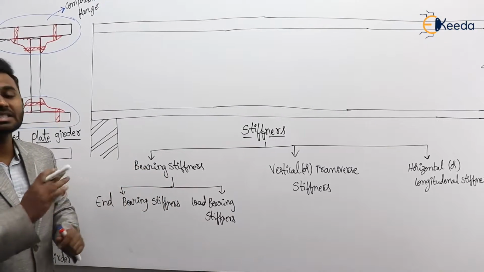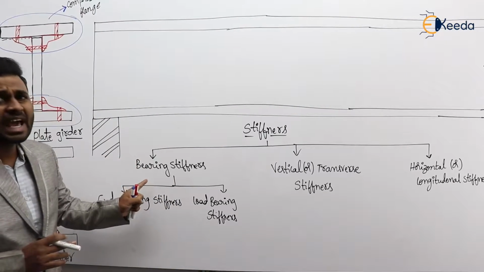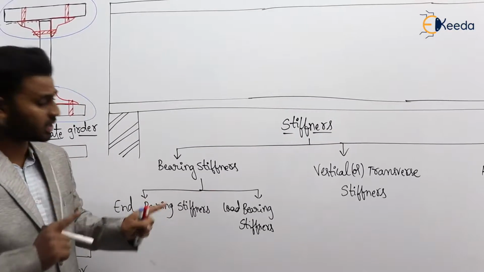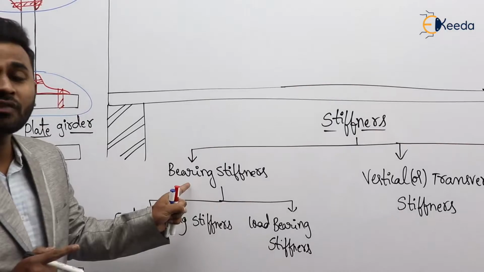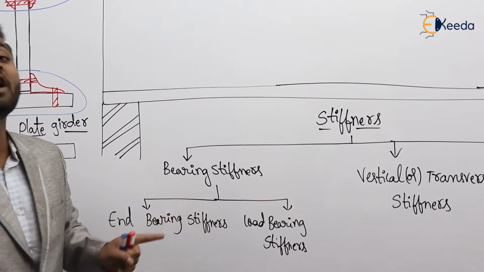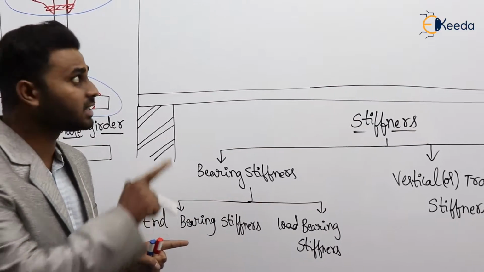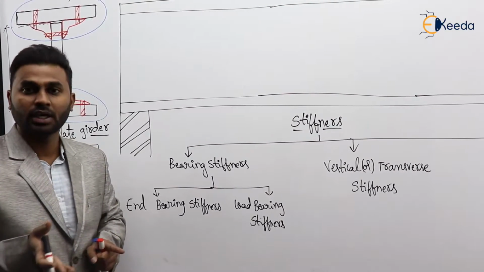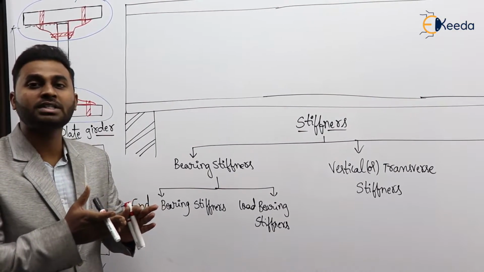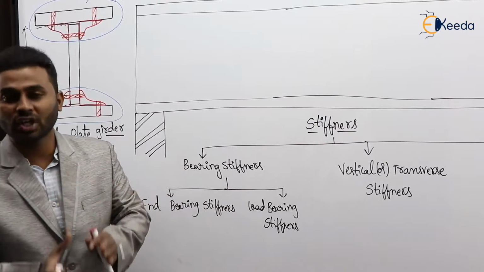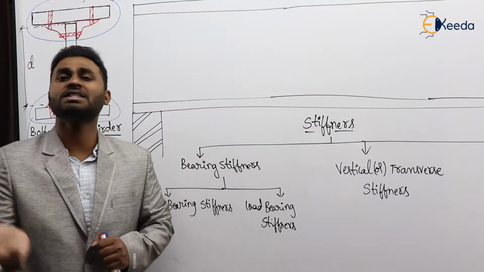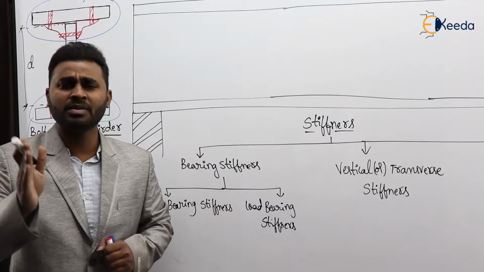So now let us discuss what is the exact function of these stiffeners. Okay, we are going to discuss what is the exact function of these stiffeners, or you can say why we are going to provide these stiffeners in the plate girder, and one more thing, where they have to be provided. It means simply to say now we are going to discuss the function and location of the various stiffeners.